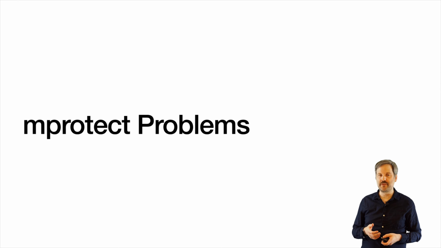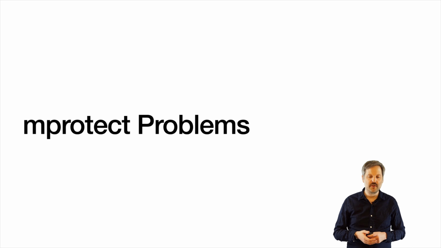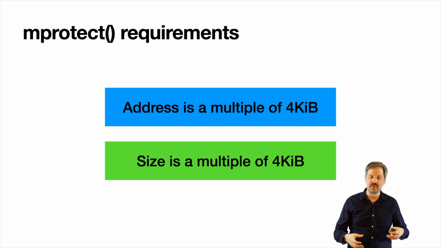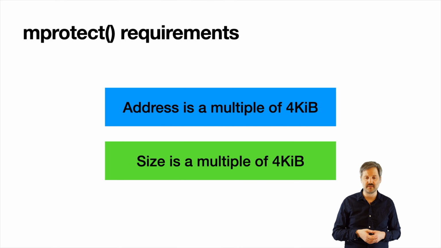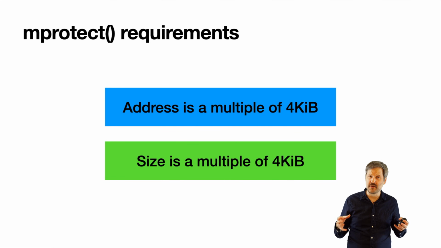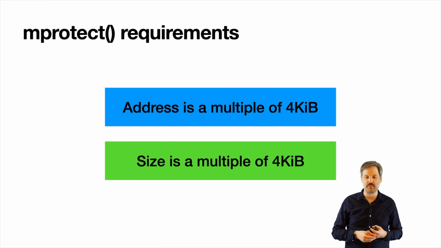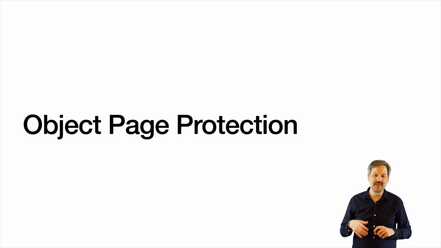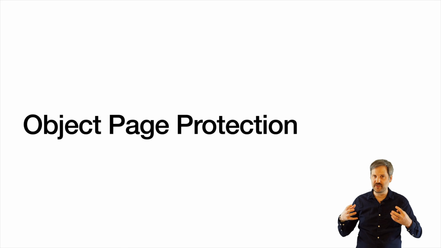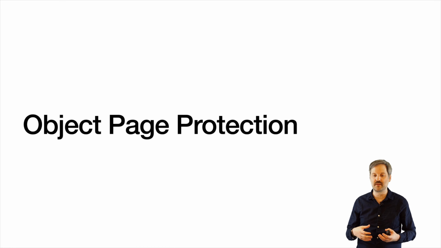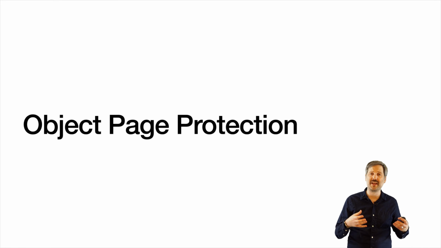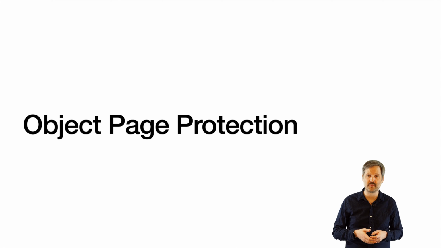Now, there are some problems with the system call, and we're going to talk about those problems. First off is that whenever we mprotect a region of memory, that region needs to be aligned on a multiple of 4 kilobytes, and the size of that region also needs to be a multiple of 4 kilobytes. So the address of the memory must be a multiple of 4 kilobytes, and the size is a multiple of 4 kilobytes. So we need to protect pages of memory where Ruby objects are allocated. Keeping in mind the requirements of mprotect, let's look at how Ruby allocates heap pages.